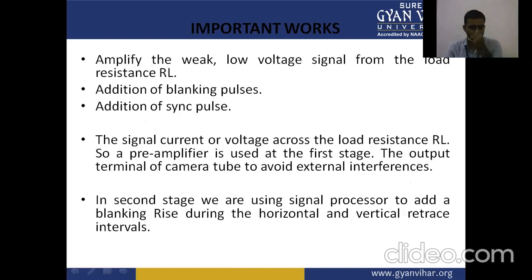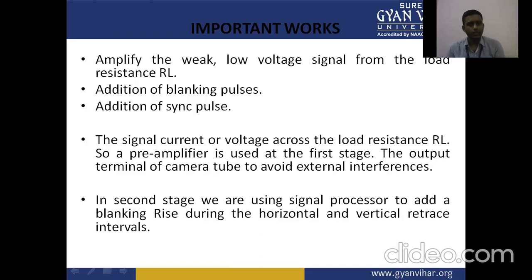How is this video signal developed? By amplifying the weak low-voltage signal from the load resistance RL, and by adding the blanking pulses and the sync pulses. So the weak signal is amplified by the amplifier, and we add the blanking pulses and the sync pulses.